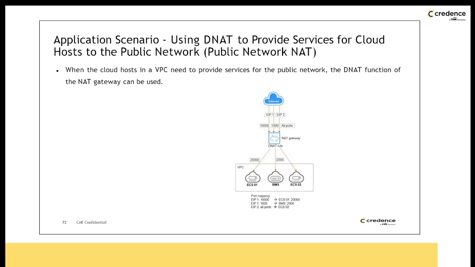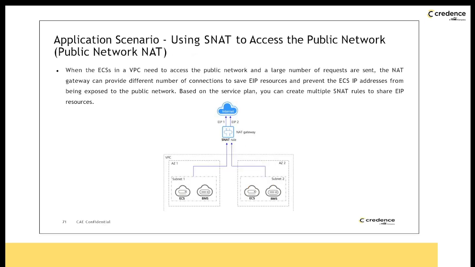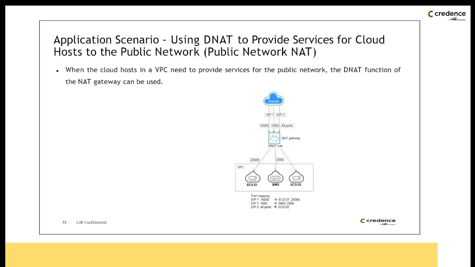Let's say using DNAT to provide services for cloud host to the public network, which is public network NAT. It's the same as the previous public network NAT, but this one we're using SNAT to access, and this one we're using DNAT to provide service to the cloud. So when the cloud host in a VPC needs to provide service for the public network, the DNAT function of the NAT gateway can be used.